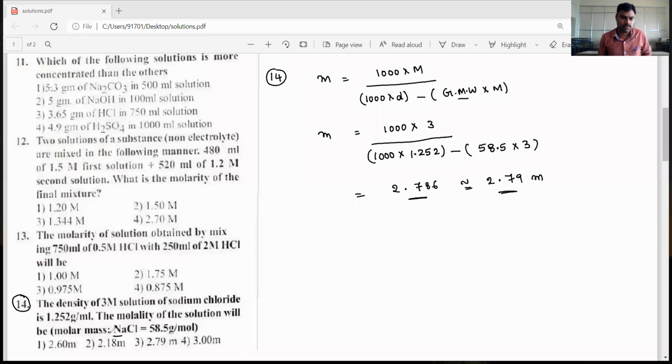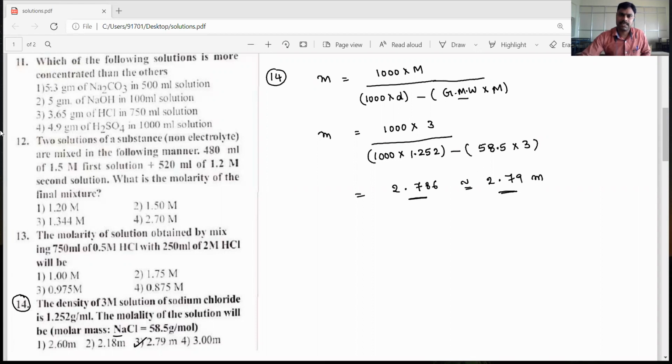2.79 molar. So the 2.79 molar option, the third option, is present. Okay, dear students, the main important thing is we need to remember the relation between molality and molarity. The molality is equal to 1000 into molarity divided by 1000 into density of the solution minus gram molecular weight of solute into molarity of the solution.